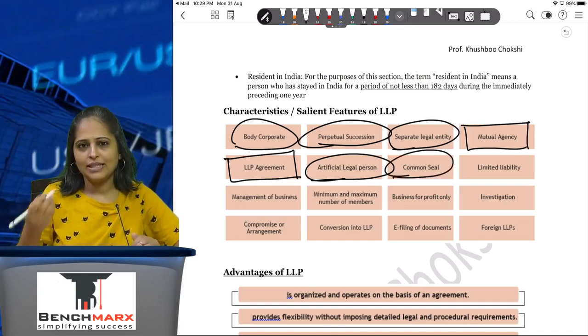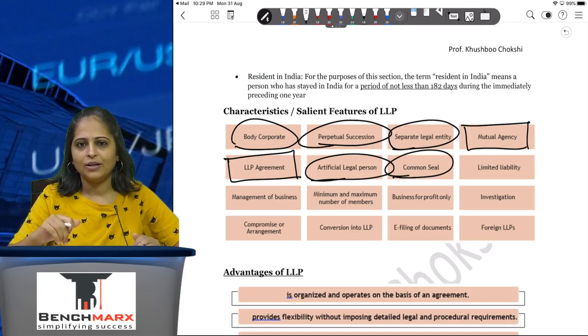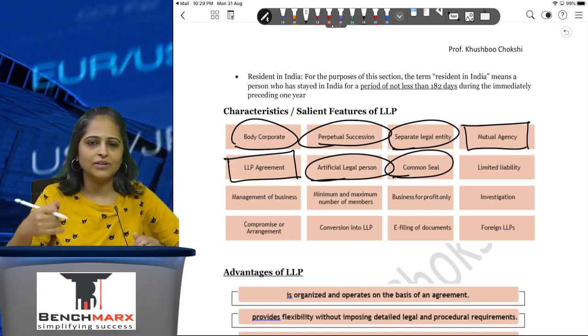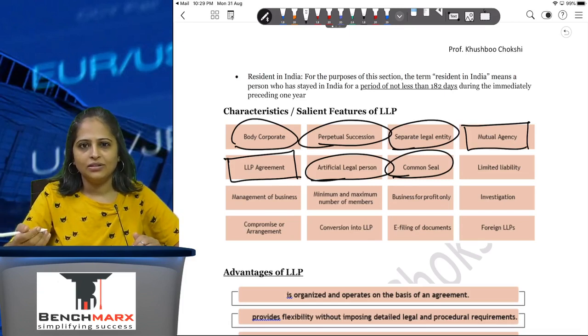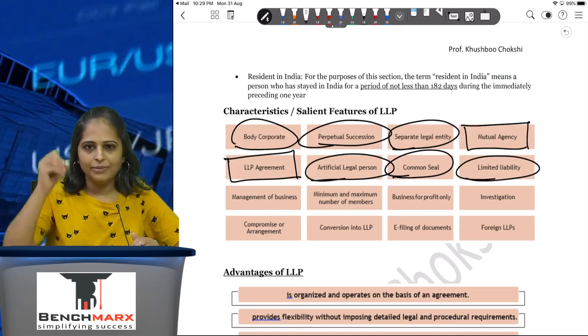It has a common seal. You can have a common seal if you want to. Common seal is not required, similar to how you have in the Companies Act. It's not mandatory, and if there's no common seal, the designated partners can sign the documents, and then that will suffice.